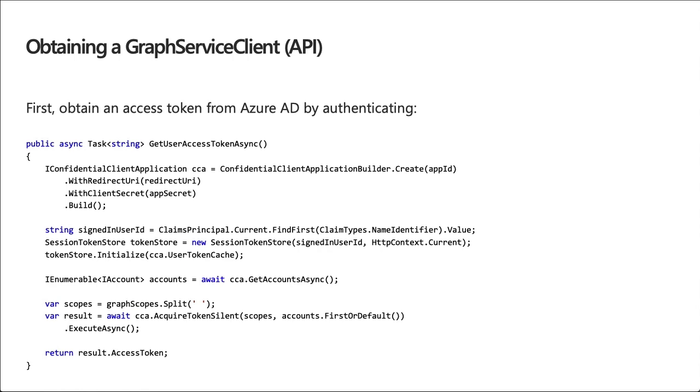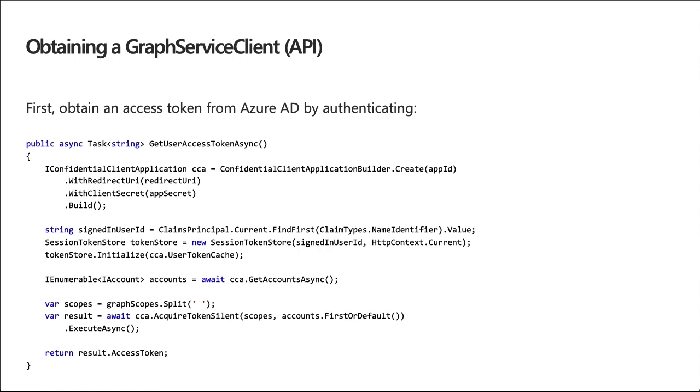So I'm creating something called a confidential client, and I'm using the ConfidentialClientApplicationBuilder to create our confidential client app. I do that by calling Create and passing in the ID of my Azure AD app, and then passing in the secret and the redirect URI of where we can go back. Then I'm going to call Build. Once that's done, I'm able to use that client, the CCA, to obtain the access token. So if you see a little bit farther down on the slide, see where it says CCA.AcquireTokenSilent.